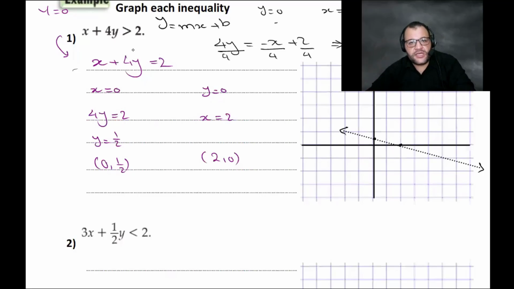So the next step, we need to find the solution. If you remember, when I say y is more than 2, to graph this one, you just choose 2.